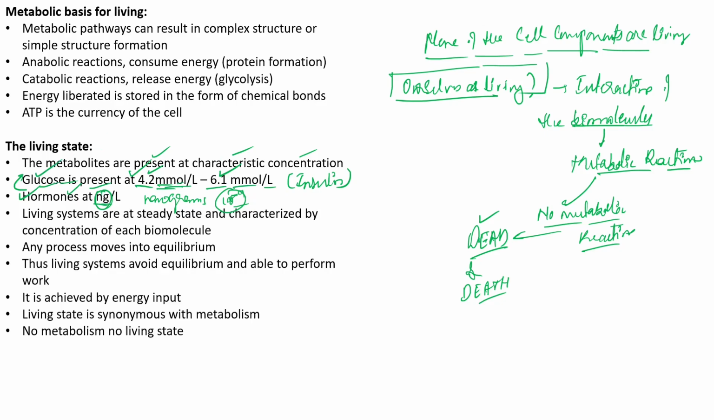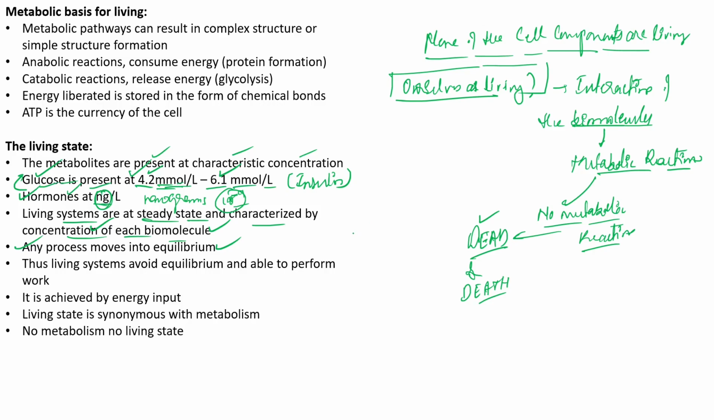So we can say that living systems are always at a steady state and are characterized by the concentration of each biomolecule. These biomolecules are present at one particular characteristic concentration. Any living system that is at a constant state is called a steady state, having a particular concentration of these biomolecules. None of the biomolecules exceeds that concentration, and none goes below the required concentration. Hence any process that moves toward that is called equilibrium. We have discussed osmosis, right?